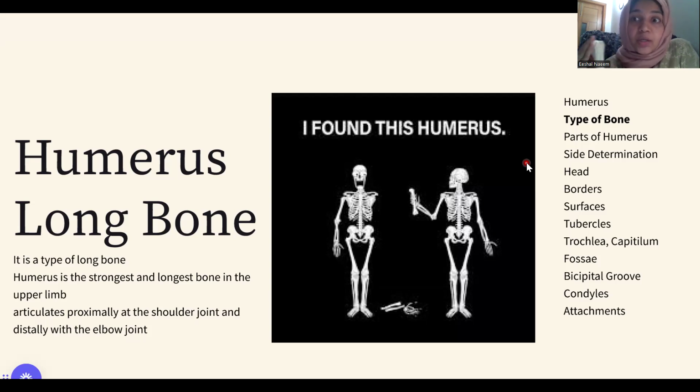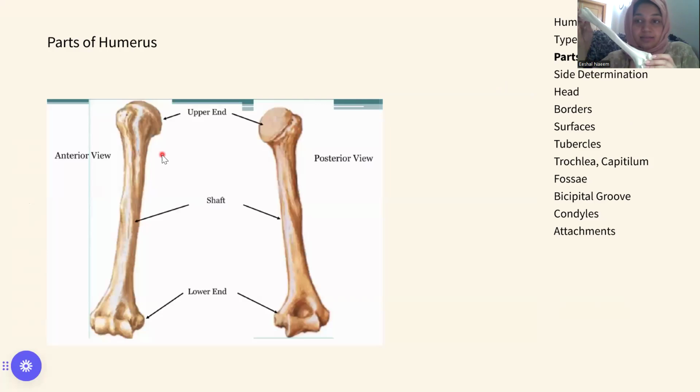So it forms a ball and socket joint with that glenoid fossa to create the shoulder joint. It articulates proximally at the shoulder joint and distally with the elbow joint. So distally, this part articulates with the radius and ulna, which are bones of the forearm. Moving on, we can see this as shown in the images.